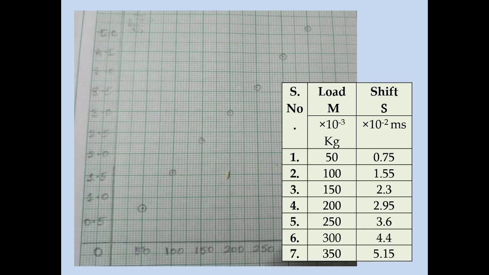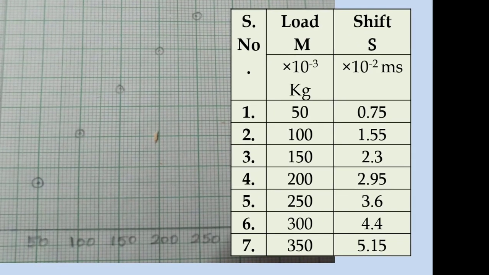So looking at our mass and shift, we have to choose an appropriate scale. On the x-axis, we have 1 centimeter equal to 50 grams, that is 50 into 10 power minus 3 kilogram. On the y-axis, we have 1 centimeter equal to 0.5 centimeters, that is 0.5 into 10 power minus 2 meters. Next, plot these values. We have plotted along the x-axis as 50, 100, 150, 200, 250 till 350, and on the y-axis, we have 0.5, 1, 1.5, 2, and it goes on till 6, I think.